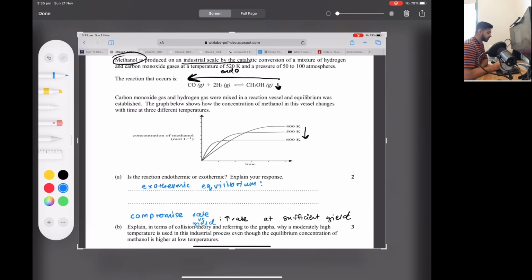So with any exothermic equilibrium, we reach this conundrum where we have to balance out and find the one temperature in which we make fast enough product in sufficient enough quantity. Okay, so if I were to give a headline answer for this question, it would be high temperatures are used to achieve a sufficient yield of methanol at an adequate rate. And then you can explain the compromise between rate and yield and then go on to collision theory.